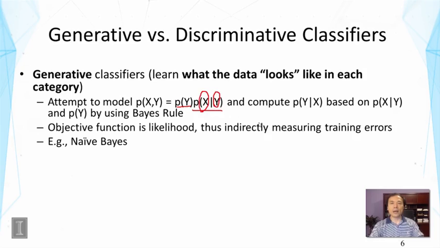Right? And once we can estimate these models, then we can compute the conditional probability of the label given the data, based on the probability of data given label and the label distribution, by using the Bayes rule. Now this is the most important thing, because this conditional probability of the label can then be used directly to decide which label is most likely. So in such an approach, the objective function is actually likelihood. We model how the data are generated, so it only indirectly captures the training errors. But if we can model the data in each category accurately, then we can also classify accurately. One example is the naive Bayes classifier.